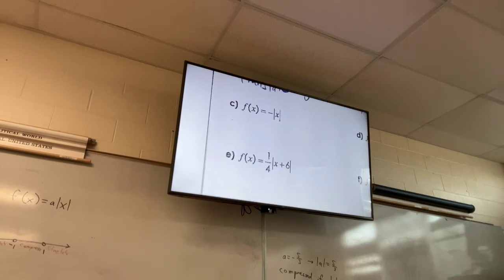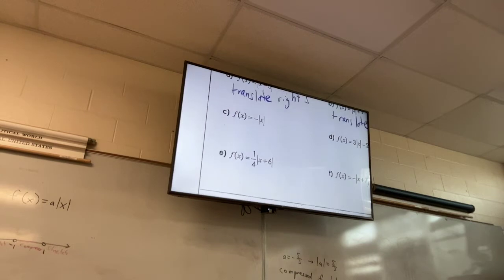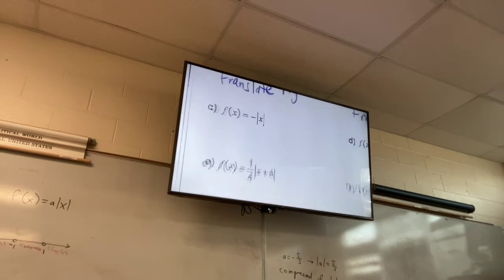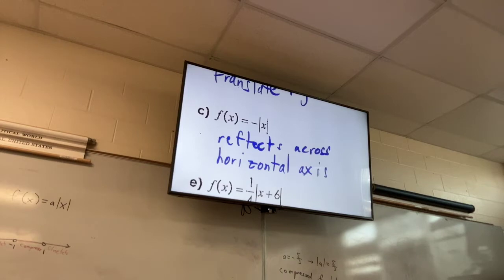For C, what happens to the parent graph? It doesn't go down. That's a good guess, right? That would be if we did -1. Yeah, because we did times -1. Does that make sense? The difference? It reflects across my horizontal axis. Okay, that's what happened there.